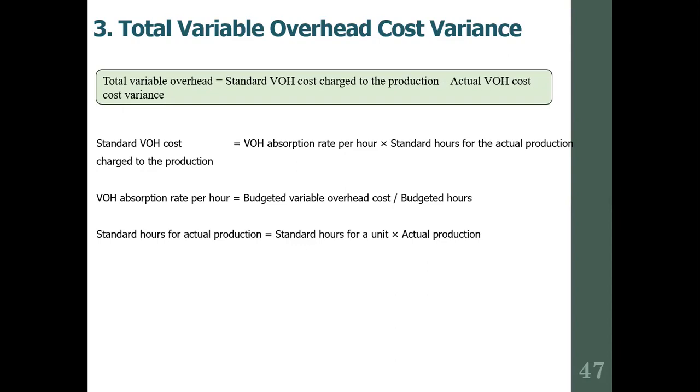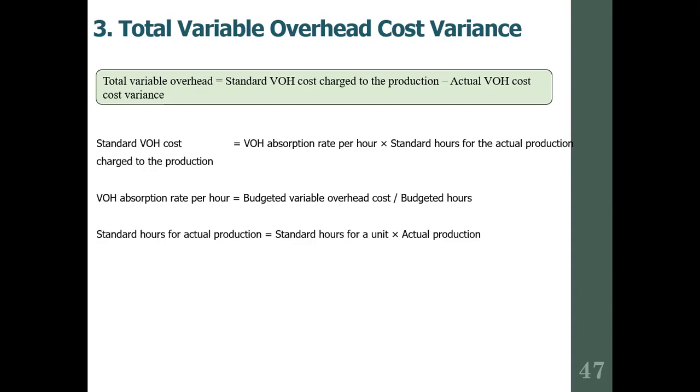ඒතර ඒ අනුව if you multiply them by the standard hours for the actual production, you may be getting the standard variable overhead cost. So once you compare the actual with the standard, you may end up getting the variable overhead cost variance, right?